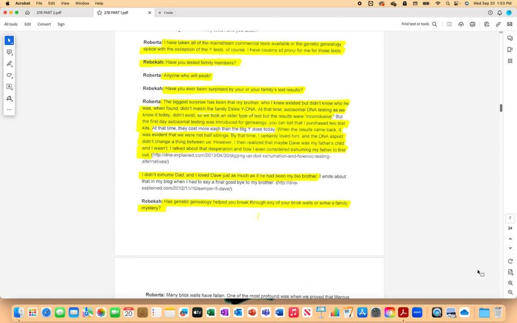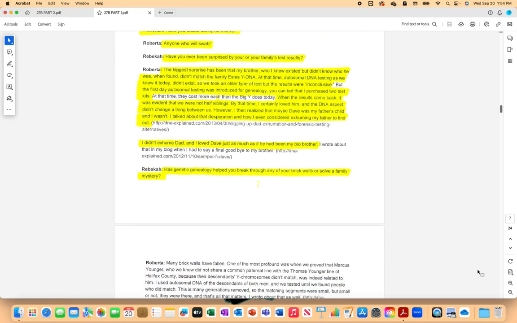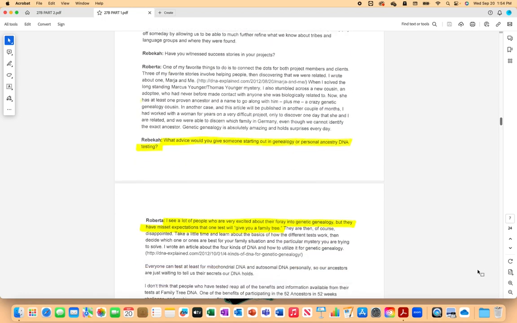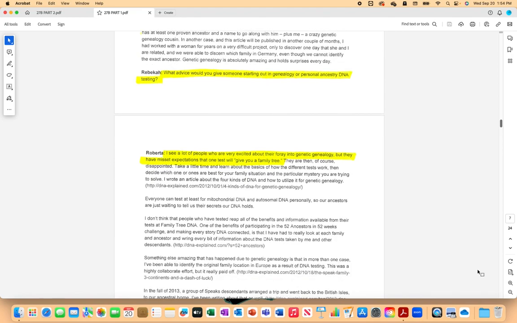Has genetic genealogy helped you break through any of your brick walls or solve a family mystery? What advice would you give someone starting out in genealogy or personal ancestry DNA testing?